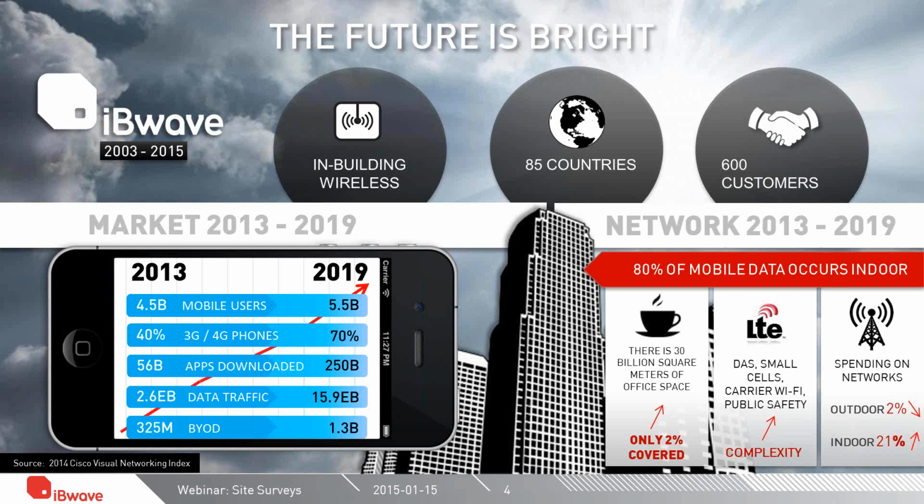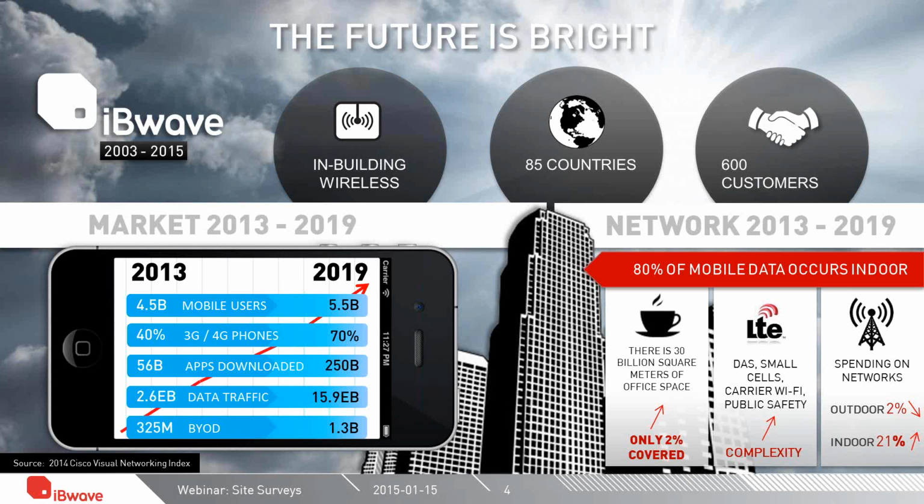Now what was niche 11 years ago is now pretty much global and mainstream insofar as properly planning and designing in-building networks are concerned. We operate globally, and we now serve over 600 customers in some 85 countries. And the market for in-building wireless systems, whether we're talking about DAS systems, small cells, Wi-Fi, or public safety, is quite a healthy one. That's in large part due to the proliferation of smartphones and increased appetite for higher data traffic, most of which, as many of you know, is accessed indoors.